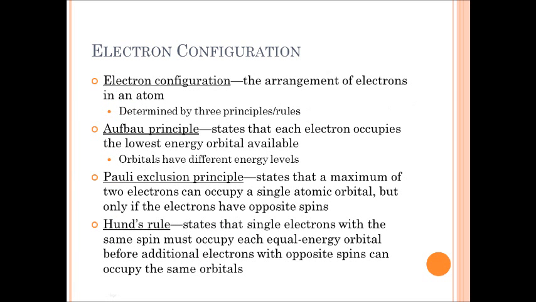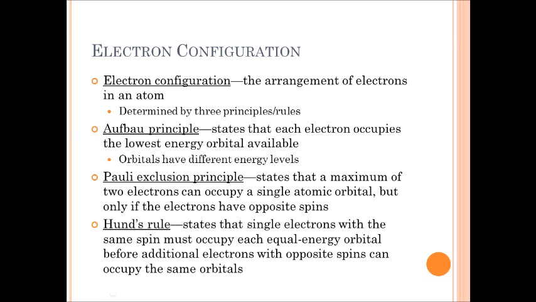And why do we care about all of this? Because we can actually figure out where the electrons are based on something known as the electron configuration. It's the arrangement of the electrons within an atom. And the way that these electrons are arranged is based on 3 rules or principles.